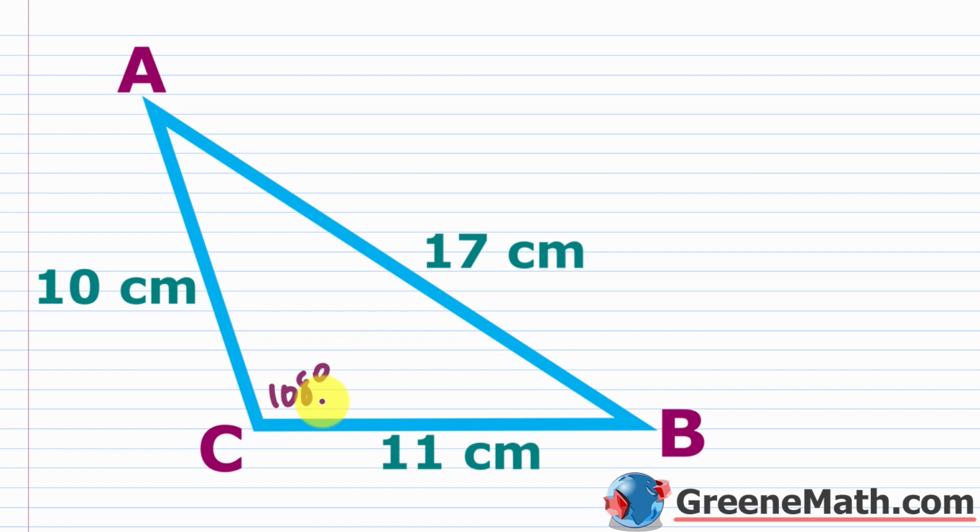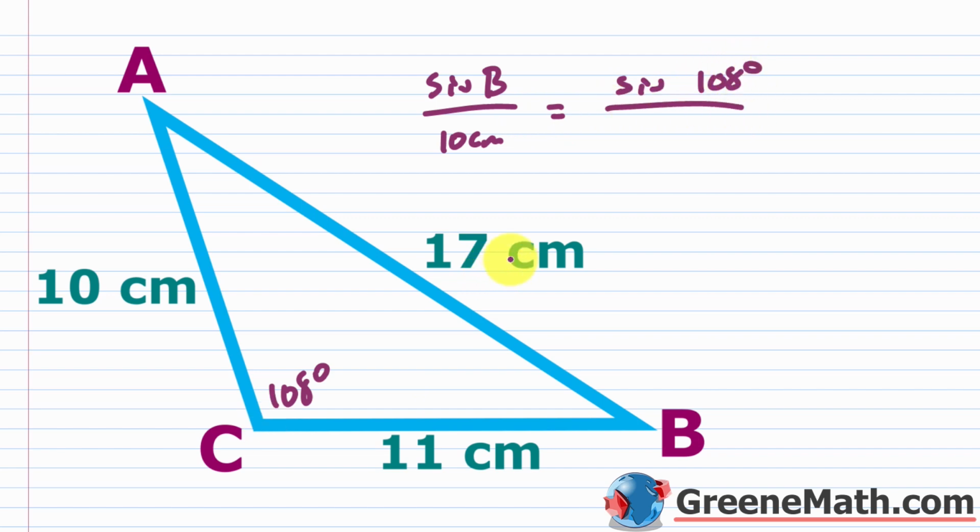So I can use the law of sines to find either angle now. So I'm just going to work with, let's say this one. So I'll say that the sine of B over my length for side B, that's going to be 10 centimeters, is equal to the sine of my angle C, which is 108 degrees, over the length of side C, which is 17 centimeters. So I'll just multiply both sides by 10 centimeters and see what that gets me. So we can see that this is going to cancel.